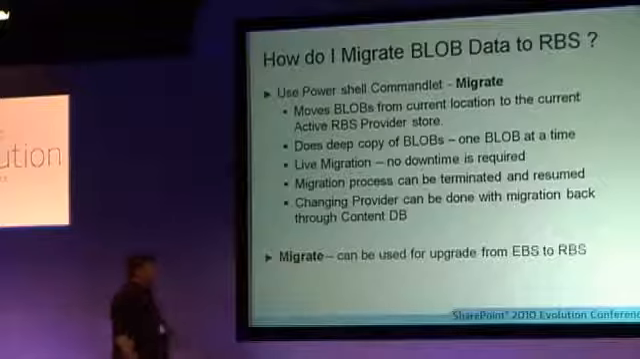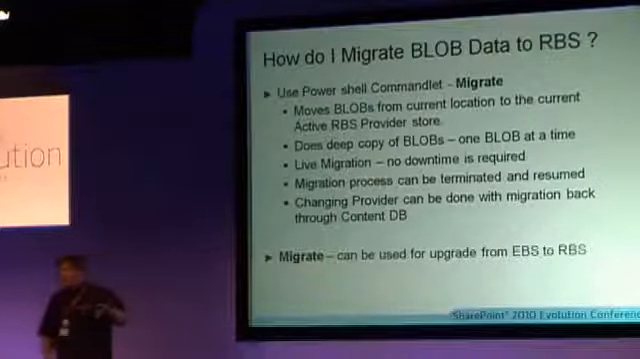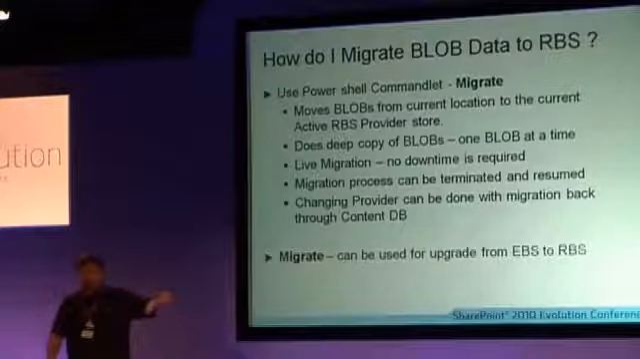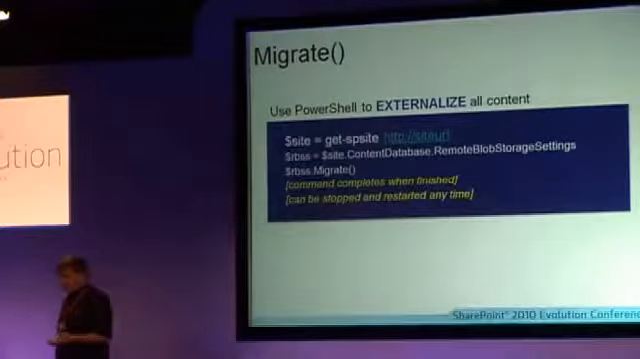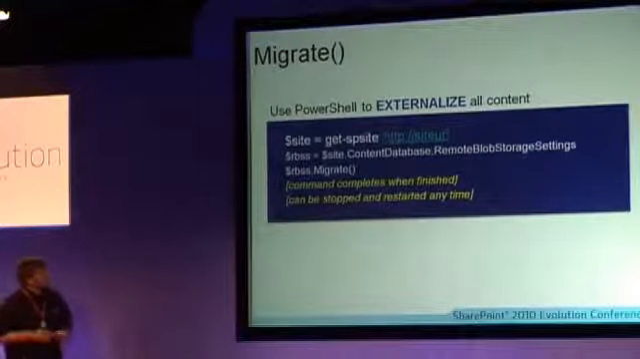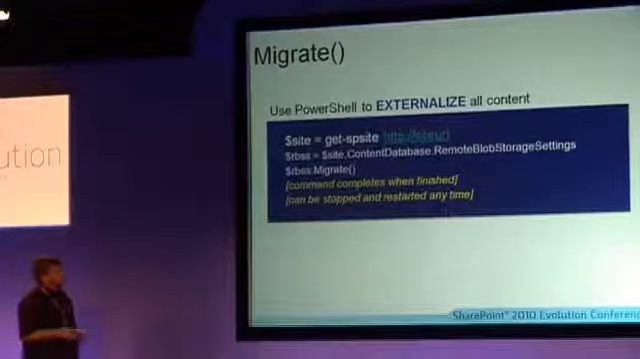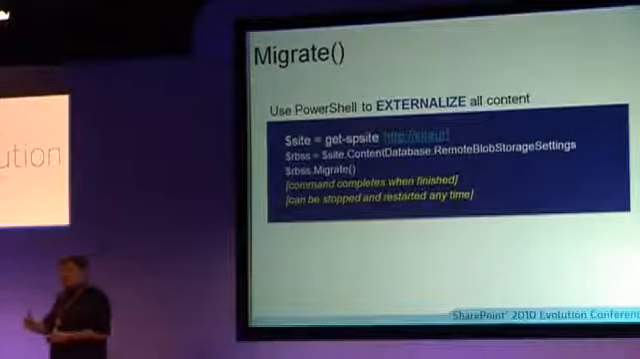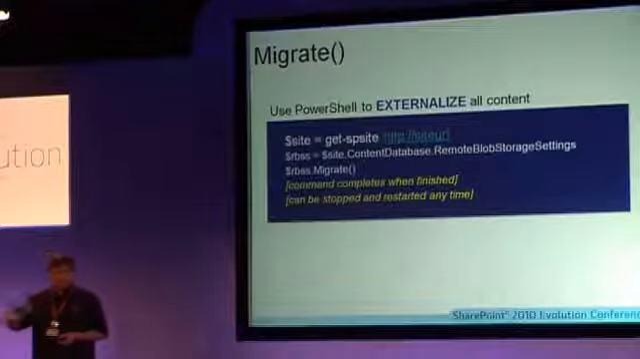The other thing you can do is upgrade from EBS to RBS. So if you've got a system that's using the old external blob storage system that we're now not supporting but not recommending anymore, you can go back the other way. So you can go from EBS to RBS using the migration capability. And it's very, very simple. Three lines. Discover the site or web application. Pick up the remote blob storage settings for that particular database and then migrate. So as long as that database is configured for RBS, the migrate command will just pick up the provider and just start pumping out the content one by one.